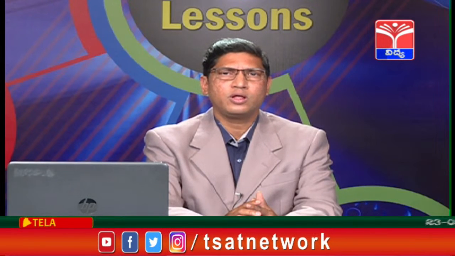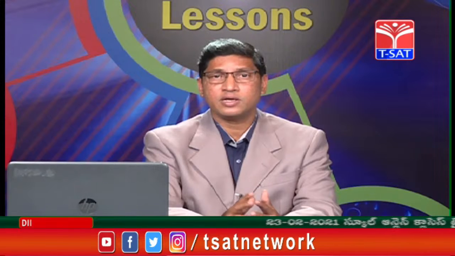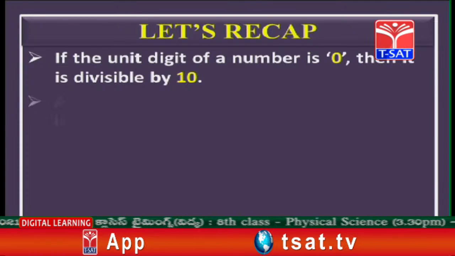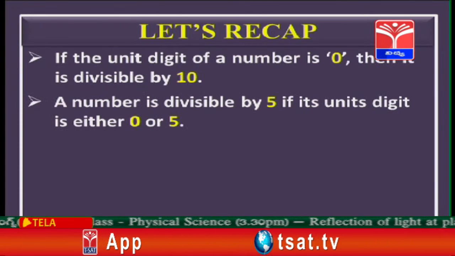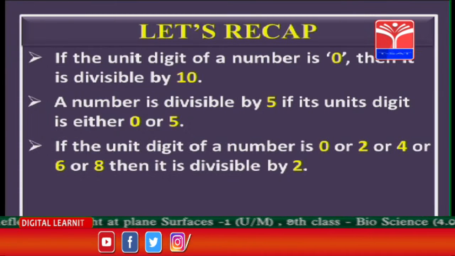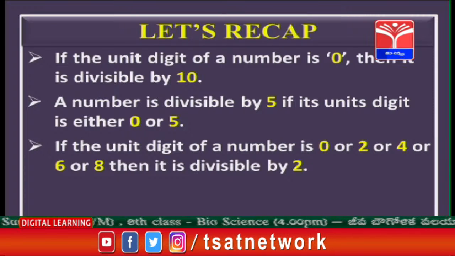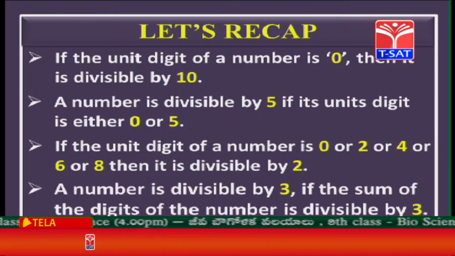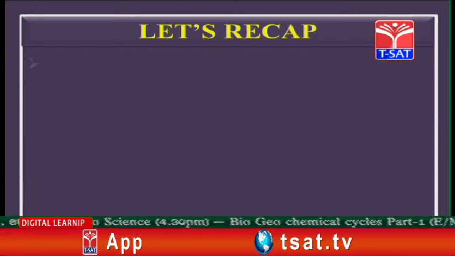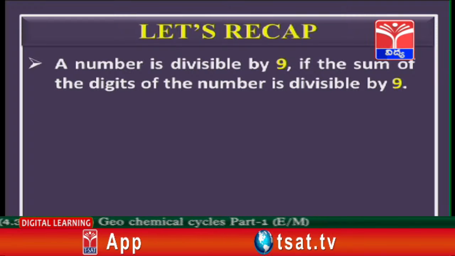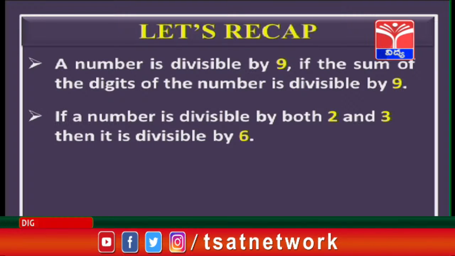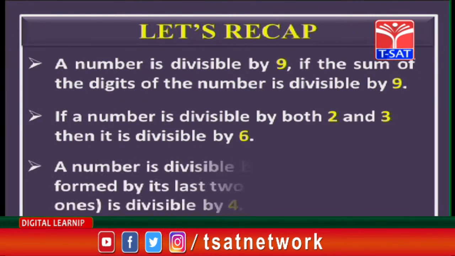Before we conclude, let us quickly recap what we have learnt in this session. If the unit digit of a number is 0, then it is divisible by 10. A number is divisible by 5 if its unit digit is either 0 or 5. If the unit digit of a number is 0 or 2 or 4 or 6 or 8, then it is divisible by 2. A number is divisible by 3 if the sum of the digits of the number is divisible by 3. A number is divisible by 9 if the sum of the digits of the number is divisible by 9. If a number is divisible by both 2 and 3, then it is divisible by 6.